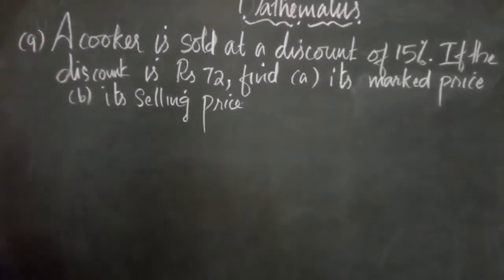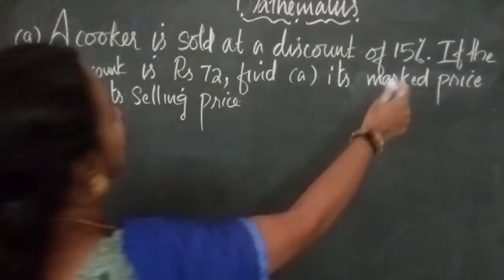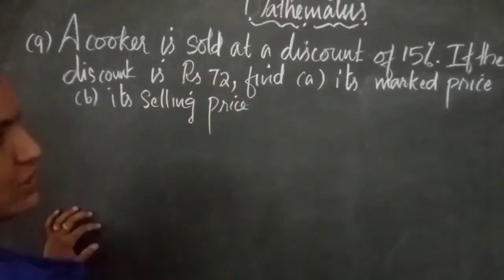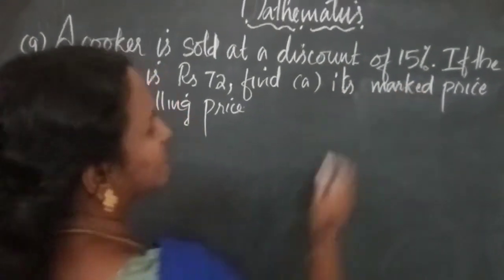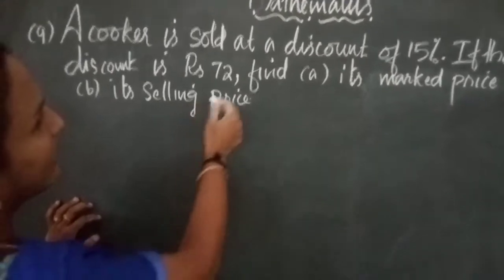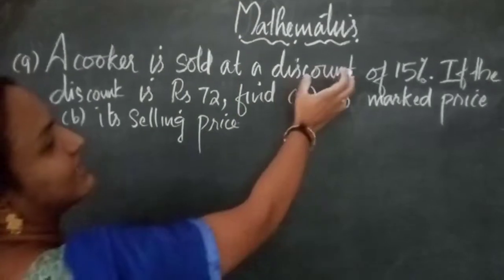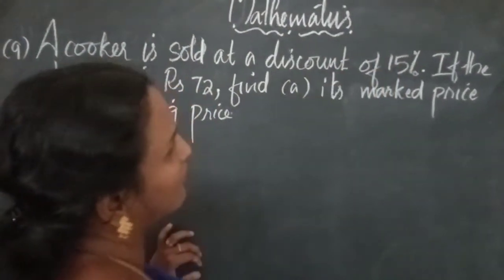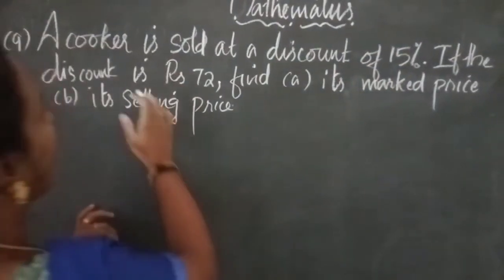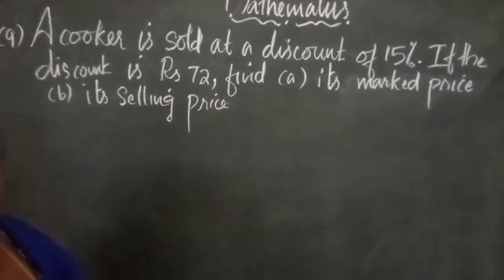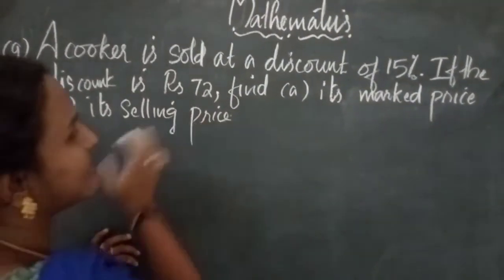Then question number 9. A cooker is sold at a discount of 15%. If the discount is rupees 72, we have to find option A, its mark price, and option B, its selling price. So what is given? A cooker is sold at a discount of 15%. That means the percentage discount is given, 15%, and the discount is given, 72. First you have to find mark price. After that you have to find selling price.